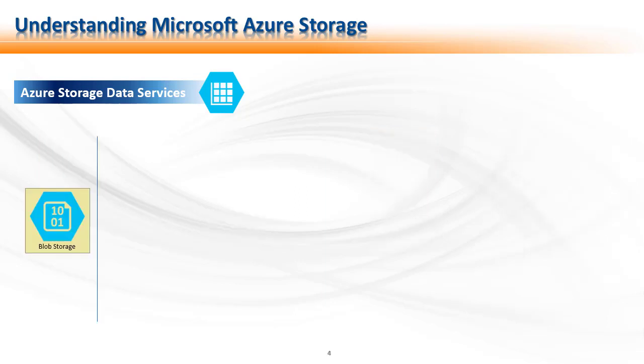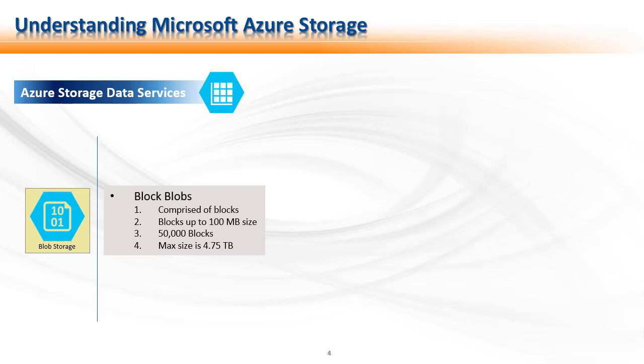We should now spend some more time in understanding the Azure Storage Blob data service. There are three types of blobs which you have to specify when you are creating the blobs. They are block blobs. These comprise of blocks, as the name suggests. Each block can be of different sizes but a maximum of 100 MB. There can be a maximum of 50,000 blocks, and the maximum size of the blob is 4.75 TB.